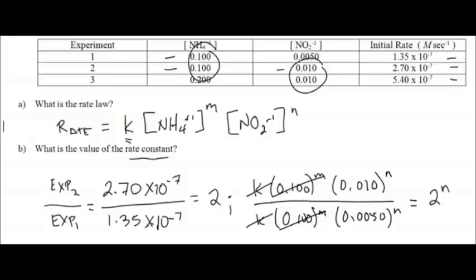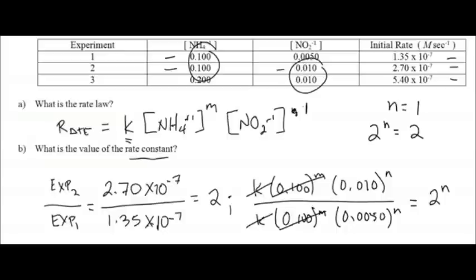So now we have 2 to the N is equal to 2. We want to find out what the exponent N is equal to. Well, we already know that our only options for order happen to be 0, 1, or 2. So 2 to what power equals 2? Obviously, 1. So that means my order for the nitrite is a first order reactant.